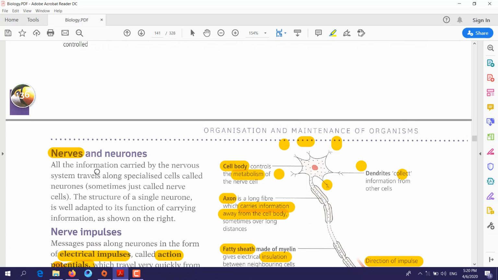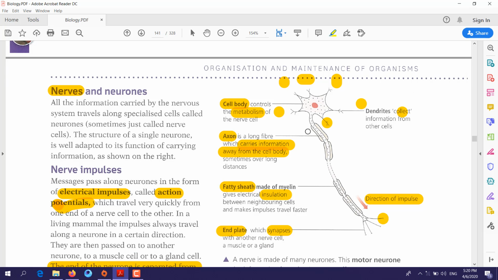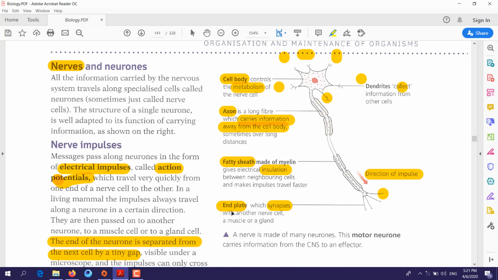Then the structure of nerves. The nerve cell consists of the cell body, which controls the metabolism. Then the main parts: dendrites, which collect information from cells and send it through the axon. This axon is covered with a fat sheath, which insulates it. Then the last part is the end plate, which synapses, or connects, with the next cell.